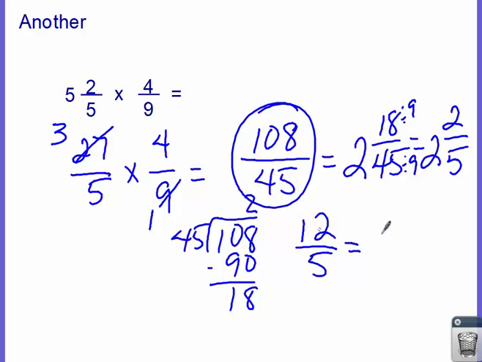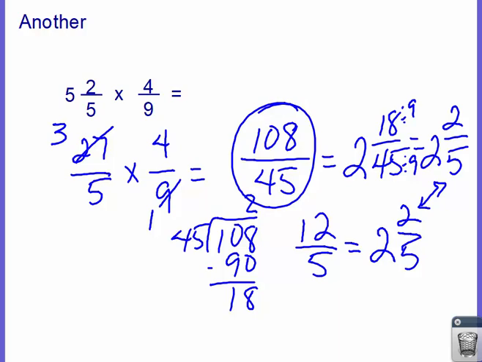How many 5s in 12? 2. How many is left over when I pull out those 2 5s? You end up with 2 left, and you'll notice that both of those you end up with the same answer. So you can simplify either your answer here, or you can simplify your problem here. And we'll be practicing more and more simplifying our problem.